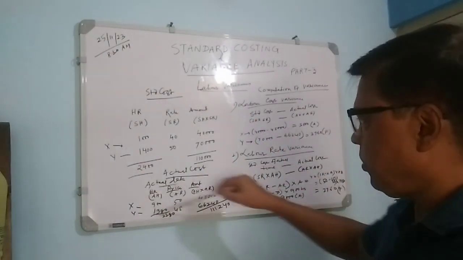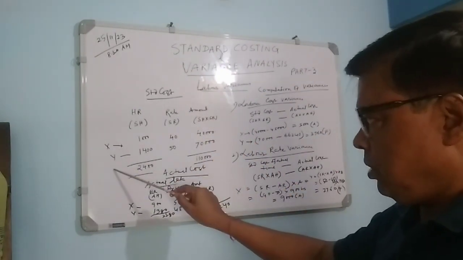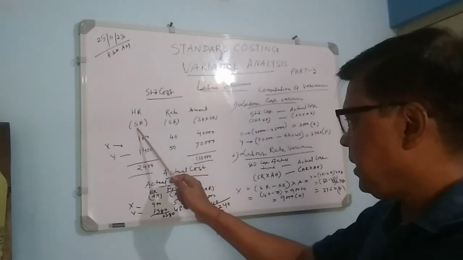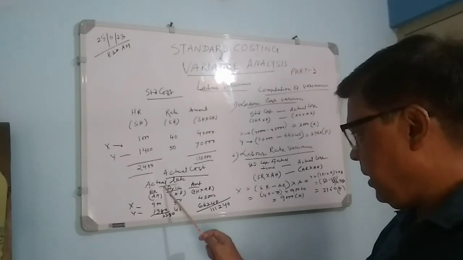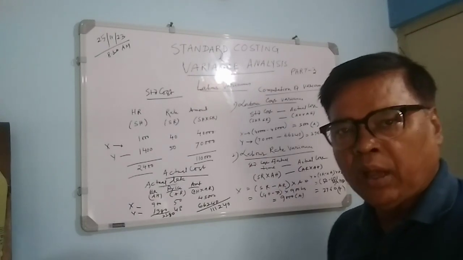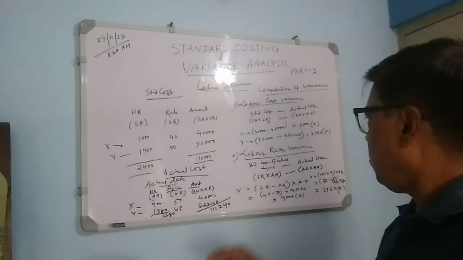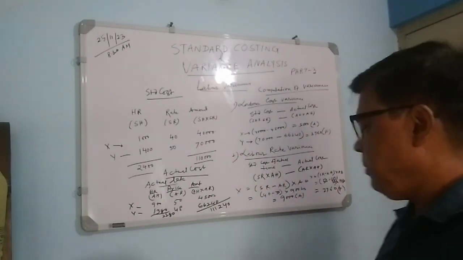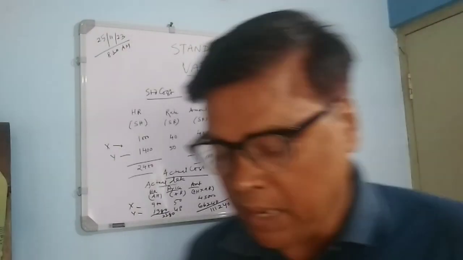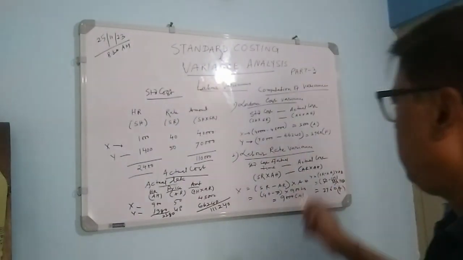Now a problem is given here, with details of the standard cost for two workers, and similarly the actual cost for two workers: their standard hour, standard rate, total amount, and similarly the actual data: actual hour, actual rate and amount. Now we have to calculate four types of variances. One is labor cost variance, another is labor rate variance, third is labor efficiency variance, and fourth is gang variance, that is mix variance. We'll go one by one.